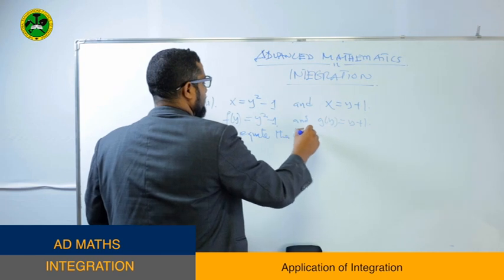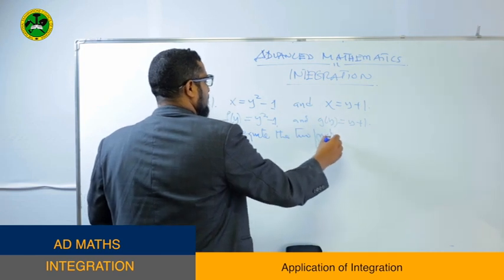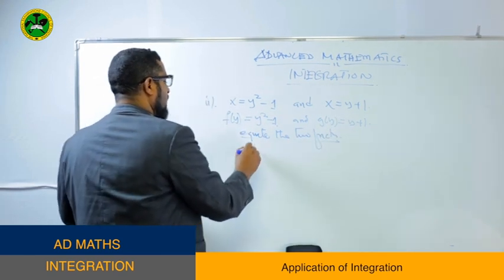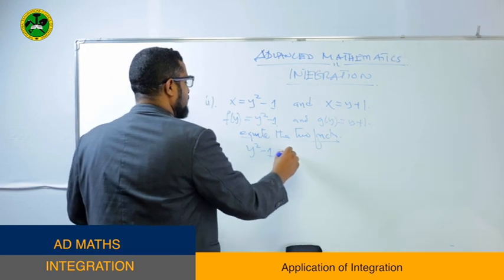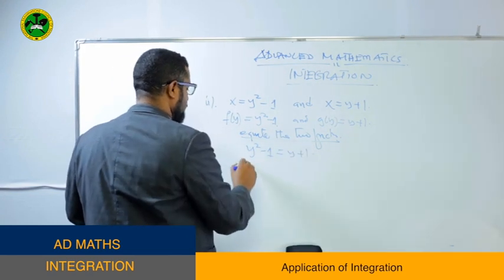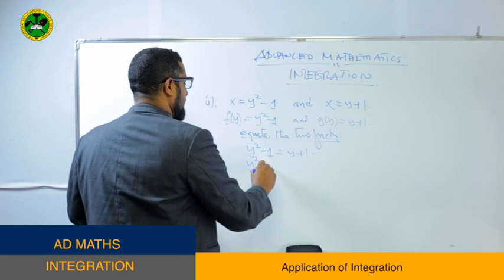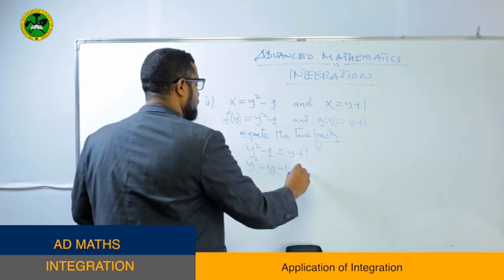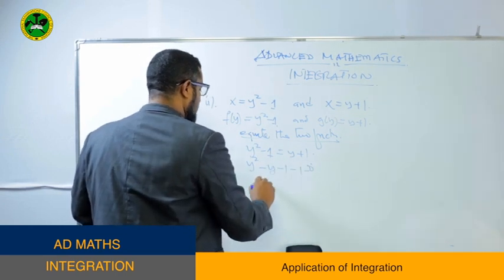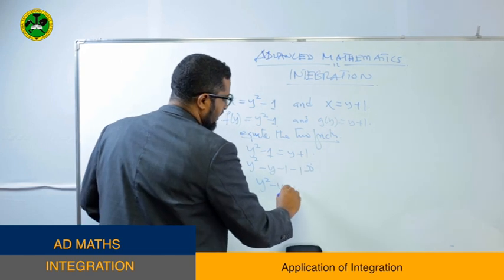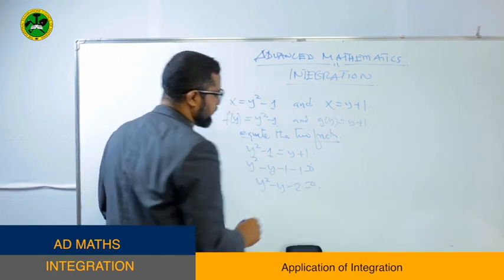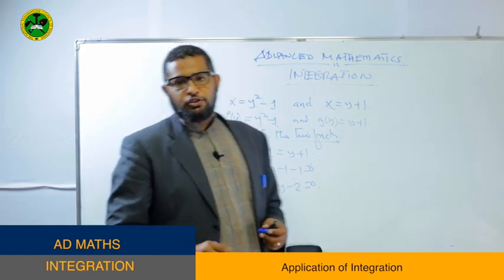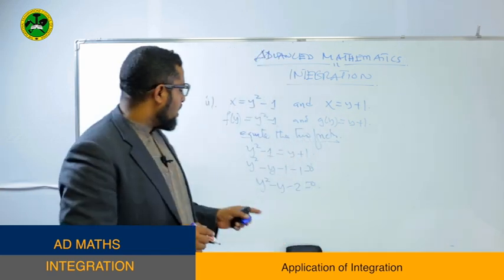Equate the two functions. So when we equate, we'll have y squared minus 1 equal to y plus 1. So it is y squared minus y minus 1 minus 1 equal to 0. So y squared minus y minus 2 is equal to 0. So that is our quadratic.